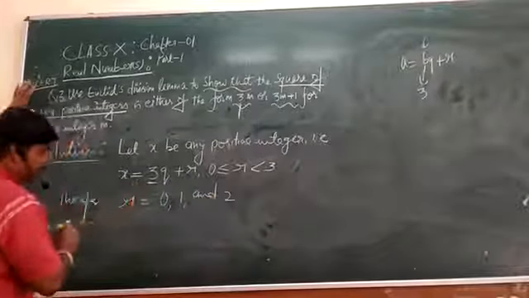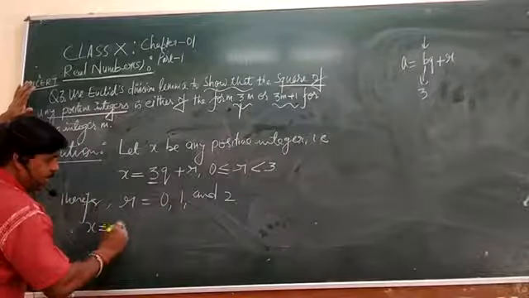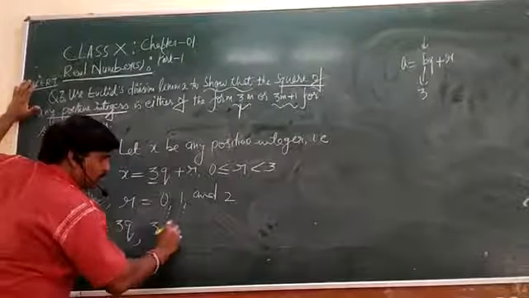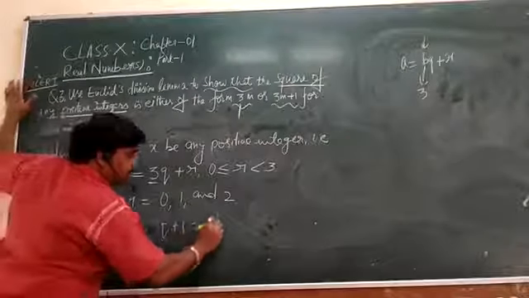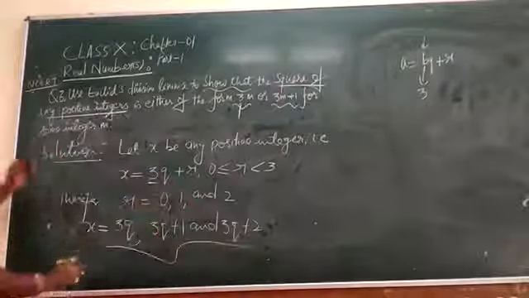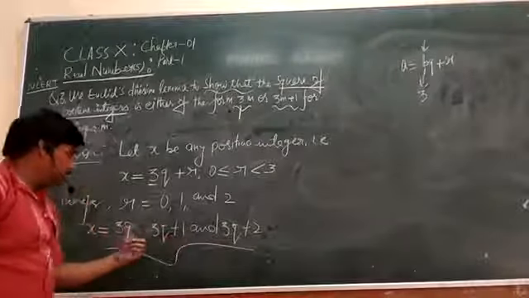Then what will be x? Just put r equal to 0 and you will get x equal to 3q. For r equal to 1, it is 3q plus 1, and 3q plus 2. So now we are getting in general x equal to these three forms. Now we will check for these three numbers.